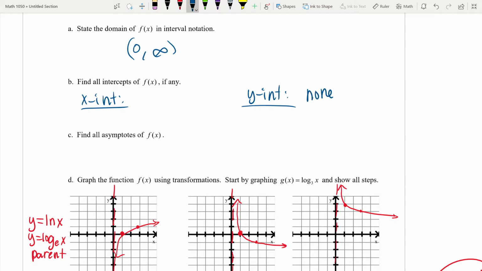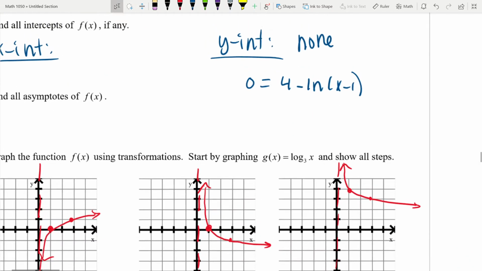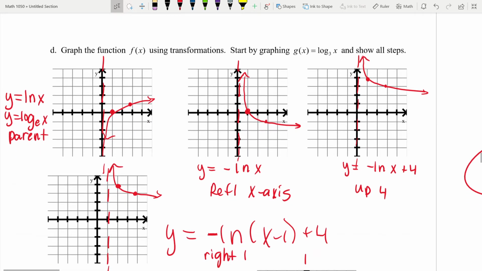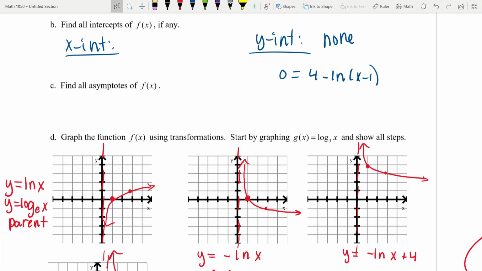To find the x-intercept, I'm going to let y be 0. So everybody write down 0 equals 4 minus ln x minus 1. Yes, sorry, I was wondering why people kept going, huh? It is 1. I was not looking at the final graph. I was looking at the second to last graph. Okay, so back to x-intercept, let y be 0.